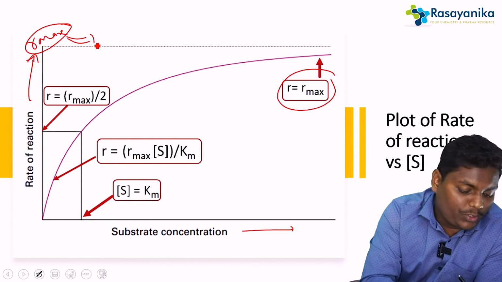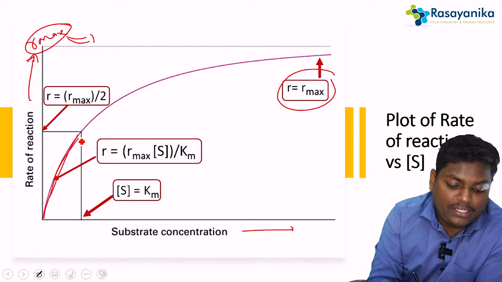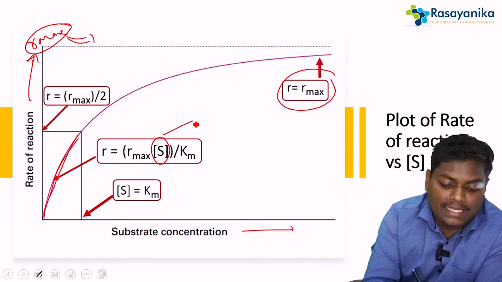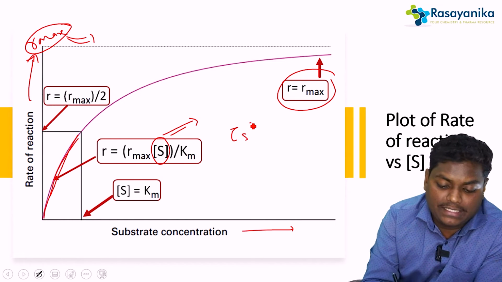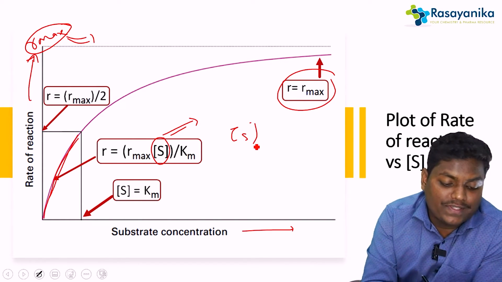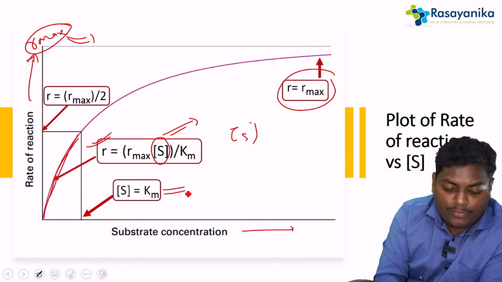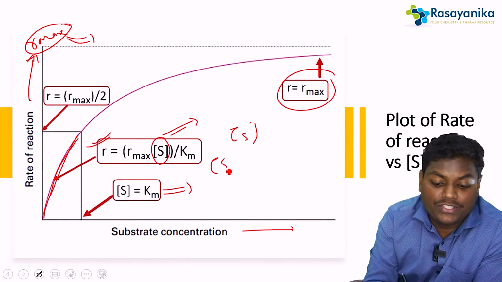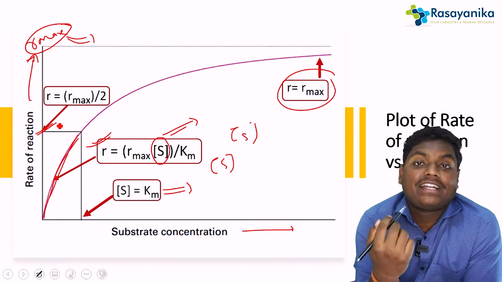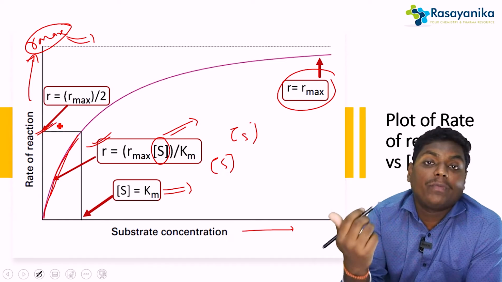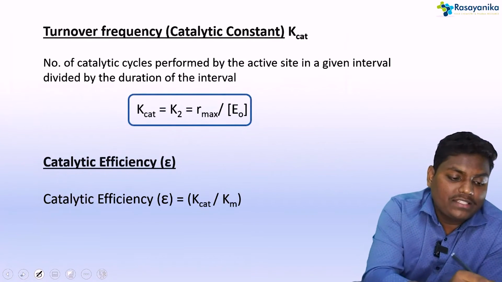Now coming to the initial point, here you can see the rate of the reaction is first order. As I have already said, when the substrate concentration is less, the reaction is first order. So since it is first order, we have this equation, and I have mentioned earlier that when the substrate concentration is equal to Km, the rate that we get is exactly half of the maximum attainable rate. Now, what is turnover frequency?